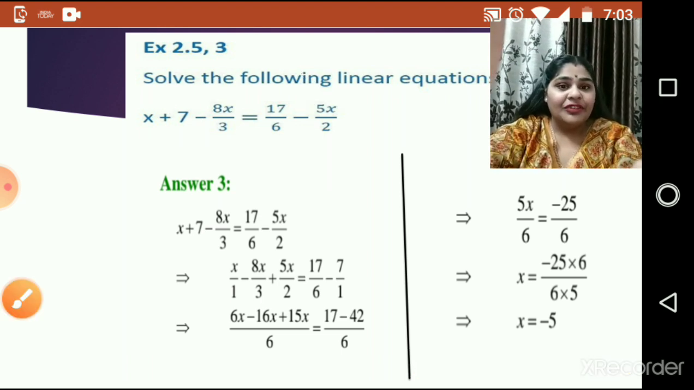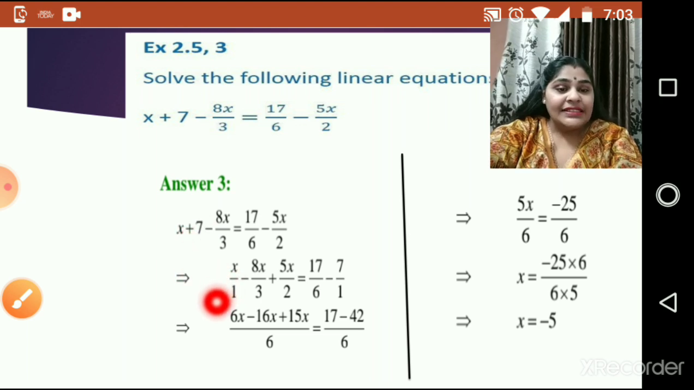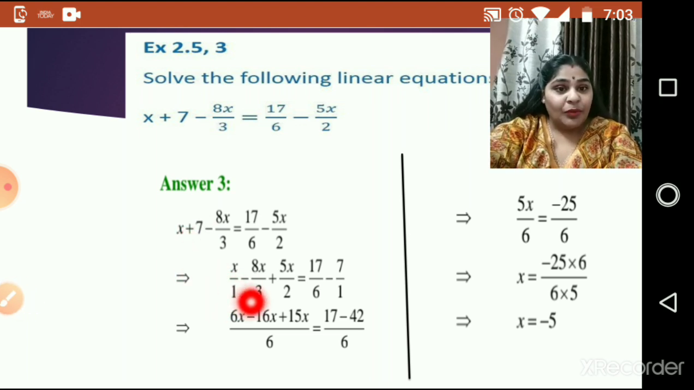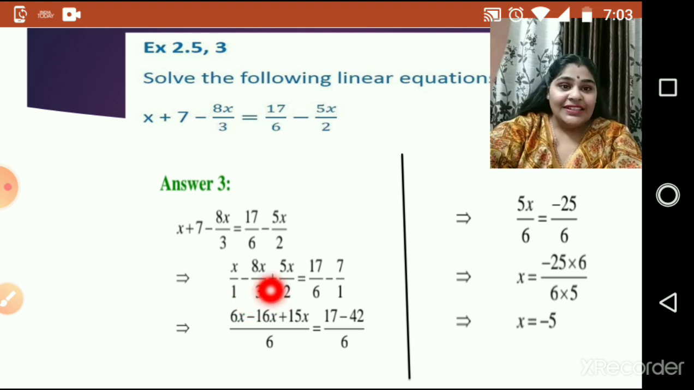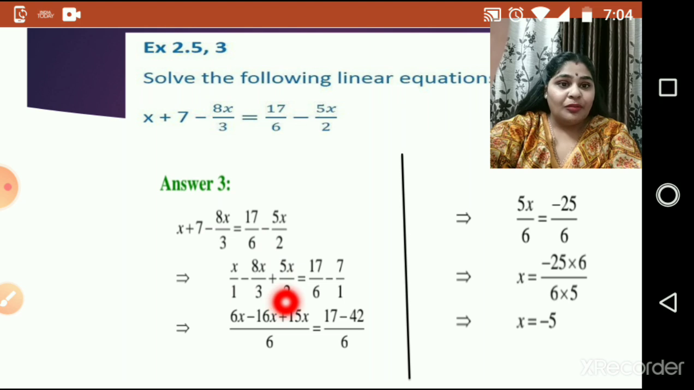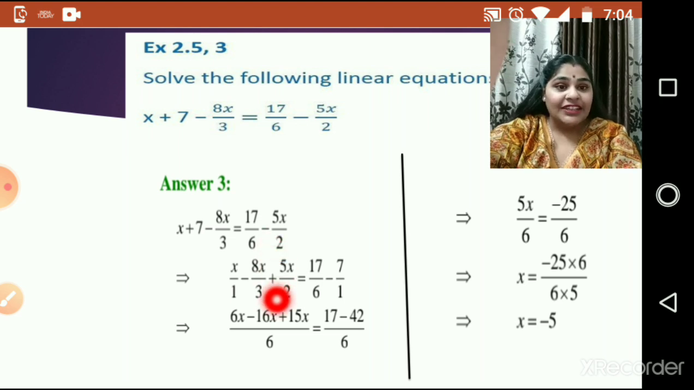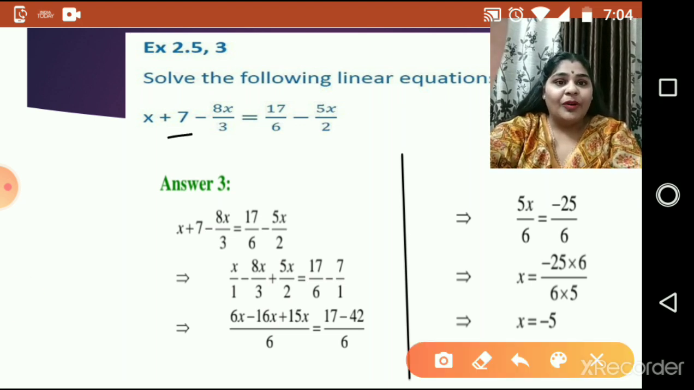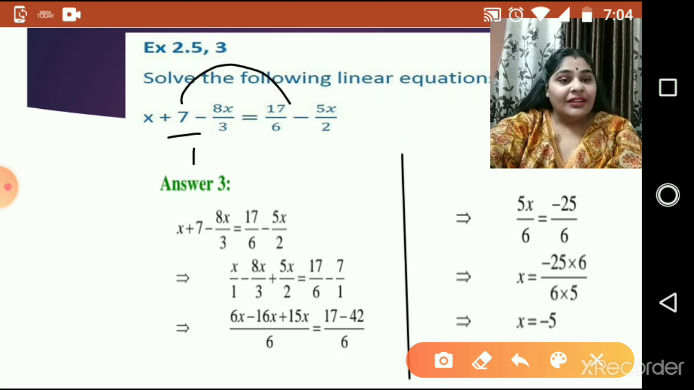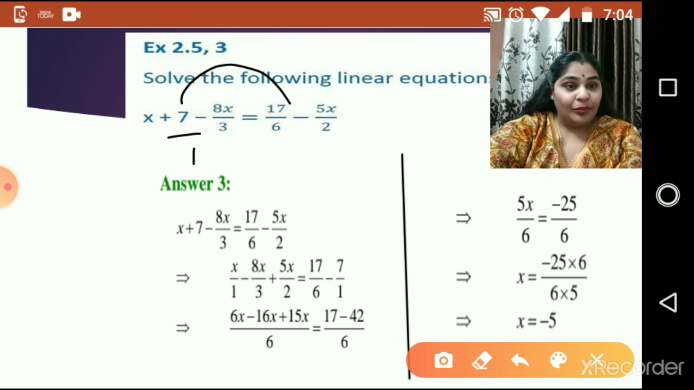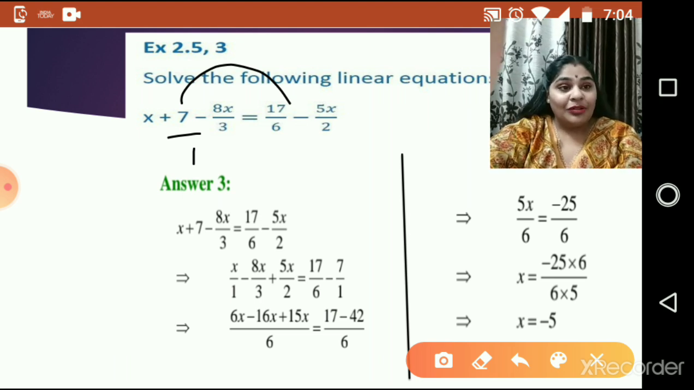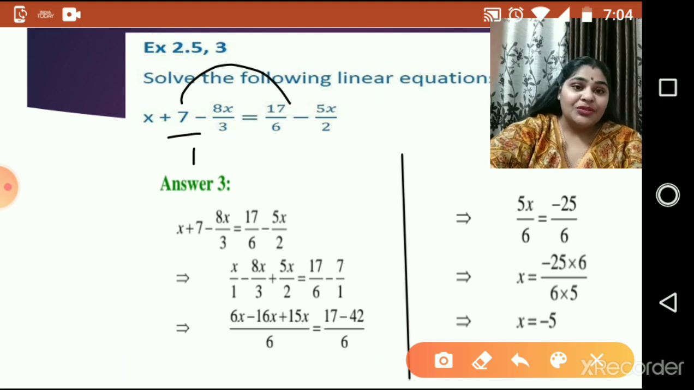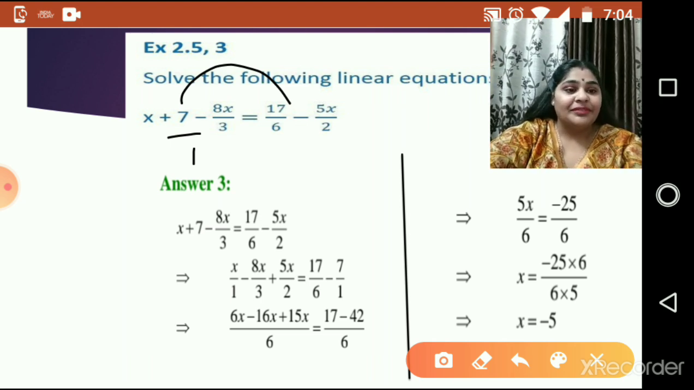So after doing that, we will get here, you can see, x upon 1 minus 8x upon 3 already present, plus we have got this 5x upon 2 from the right hand side, we have brought it to the left hand side. So it was negative, it becomes positive, is equal to 17 upon 6 minus 7 upon 1. This 7 upon 1 we have transposed to the right hand side, so it becomes minus 7 upon 1. So once we have brought all our constants to one side and the terms having the variable to the other side, let us now begin the simplification.